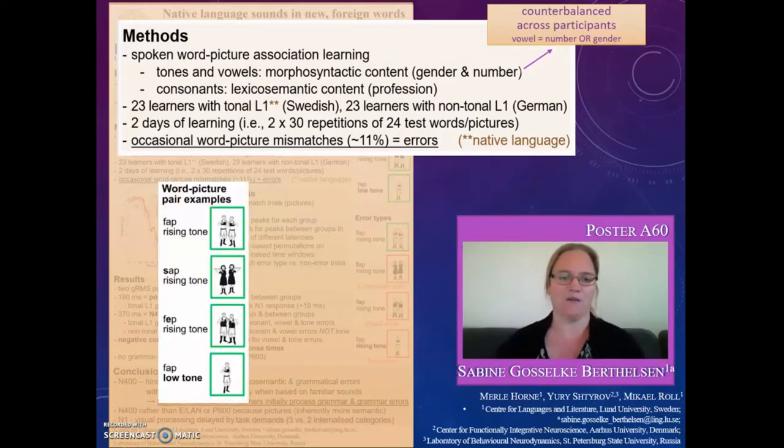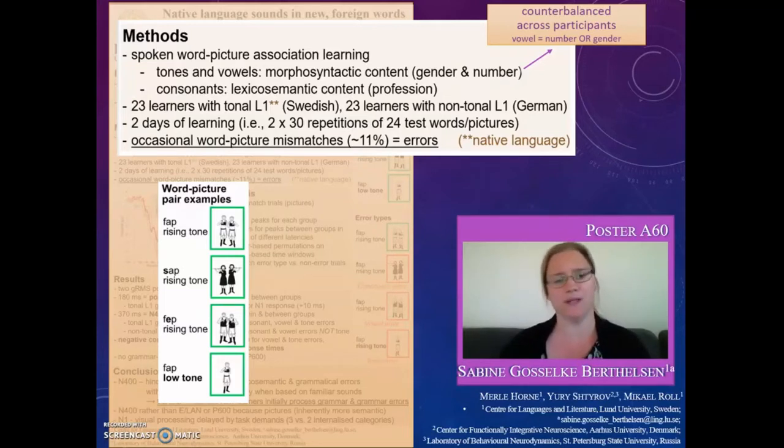For instance, we'd have the word farb, meaning several female boxers. We could then change the consonant to sarb. We'd get several female flautists. If we change the vowel, we get several male boxers. Feep. If we change the tone, farb, we get a single female boxer.